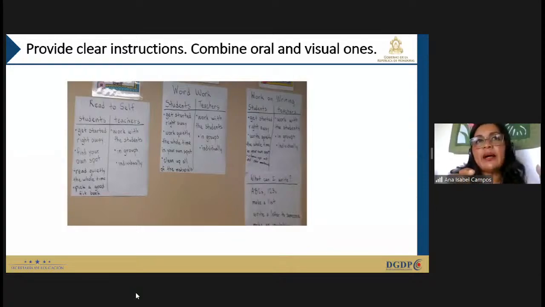Even this can become a routine if you have a classroom. This can become a routine. When they are working on speaking, they know what to do. When they are working in reading, they know what to do. When they are working in writing, they know what to do. And also look that here we have student, this is what the student does, this is what the teacher does. So everything is very clear to them.